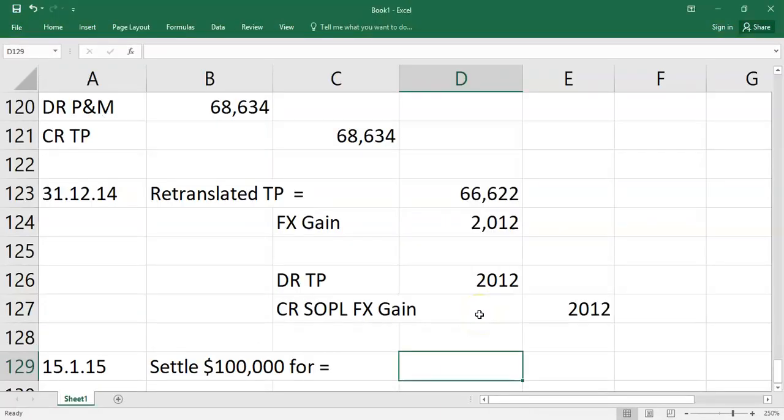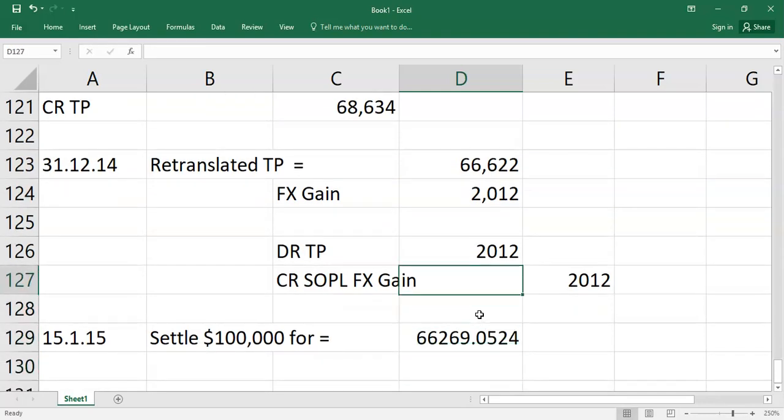So it is quite repetitive, but just make sure you understand the mechanics because it can be quite complicated in an exam question. You could have a part settlement, some of it settled before the year end, some of it settled after the year end. So that's about 66.2.